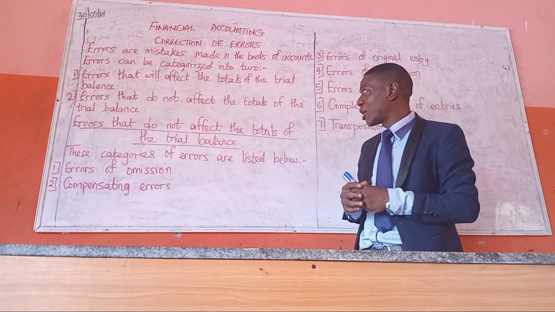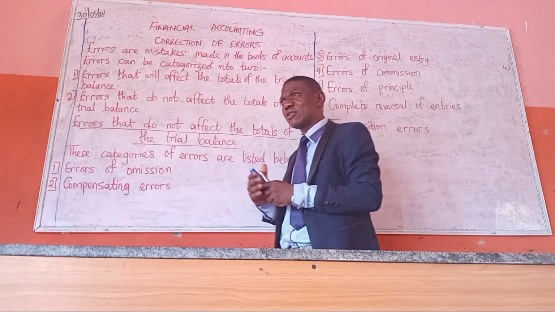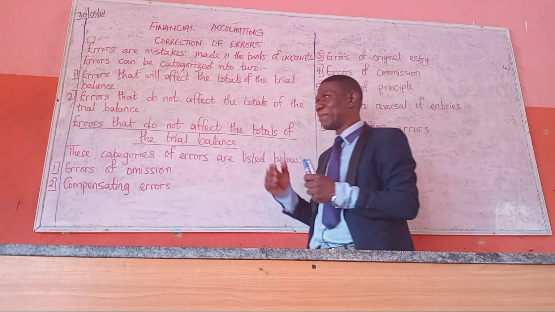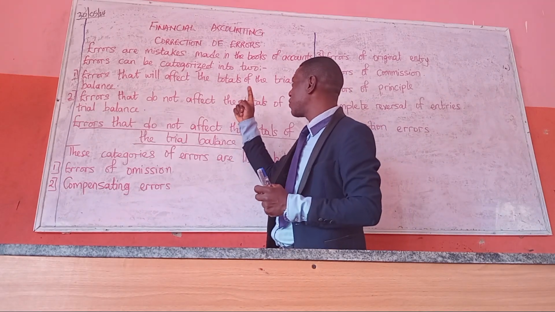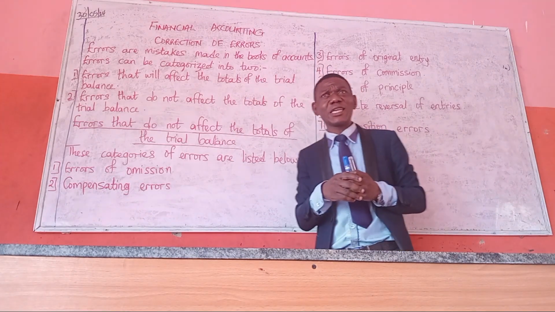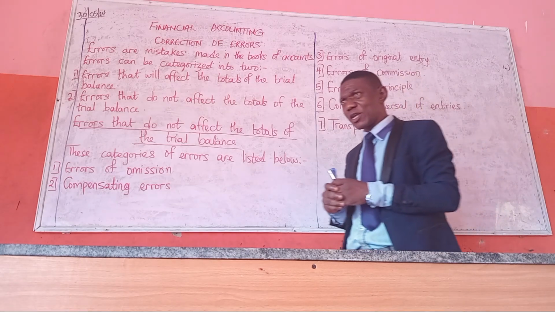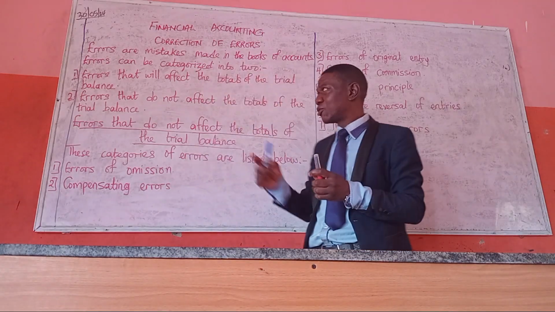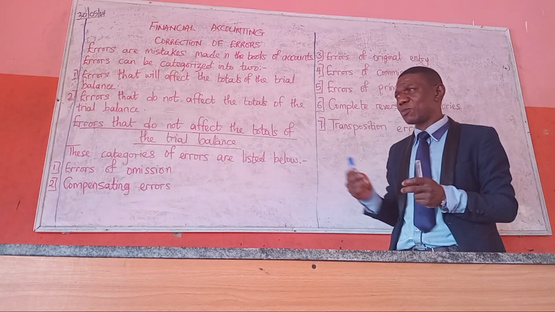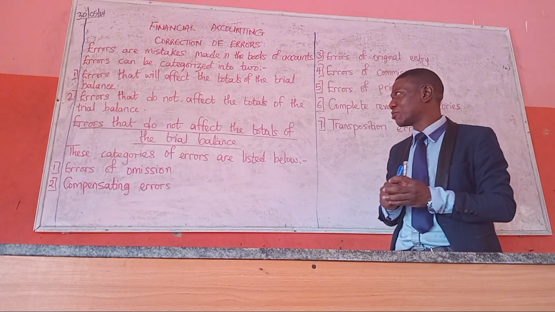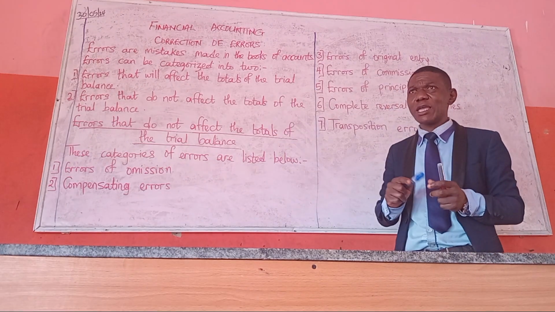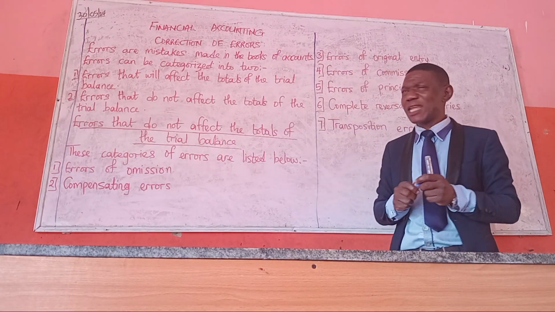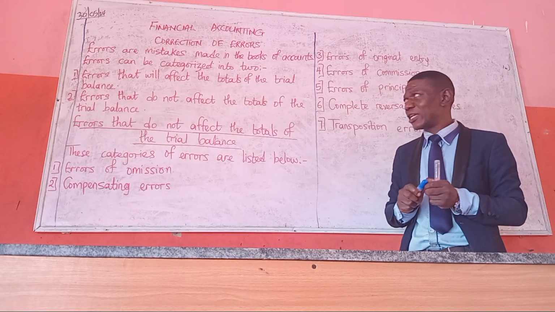Correction of errors is a topic that used to form part of what every student must understand at the beginning, because errors are mistakes that everybody makes. No matter how careful or prudent one is, the more you work, it's possible that you can make mistakes. So that is why we have to understand thoroughly the meaning of these errors and how the errors can be corrected in the books.